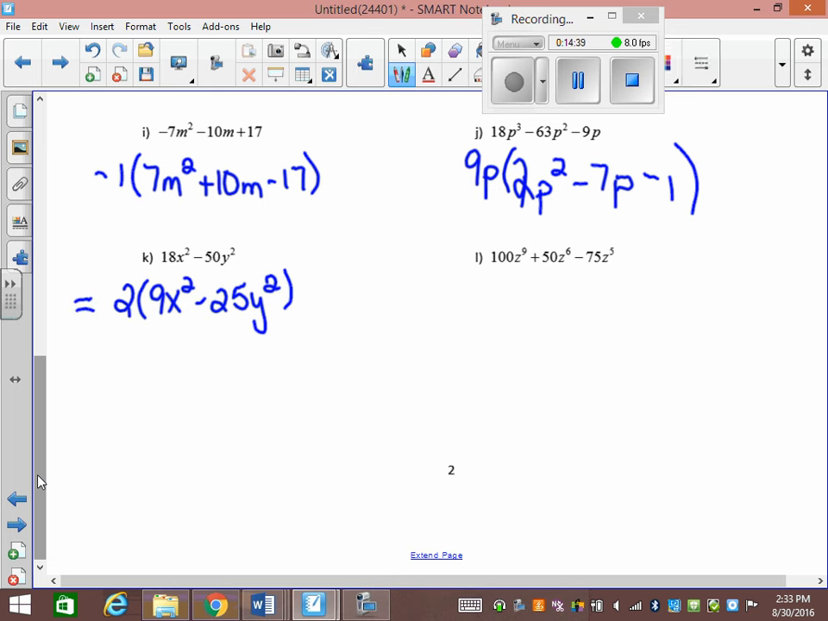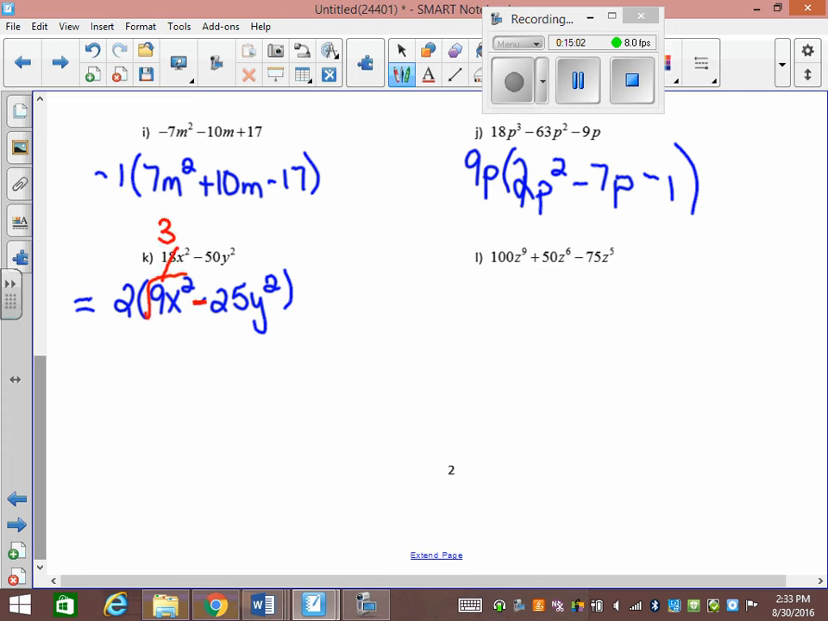Difference of squares means you have to have a subtraction sign between the two terms, and you saw that we have two terms with a subtraction sign. The next step is that both of those terms have to be able to be square rooted. So how do we know? What's the square root of 9x squared?